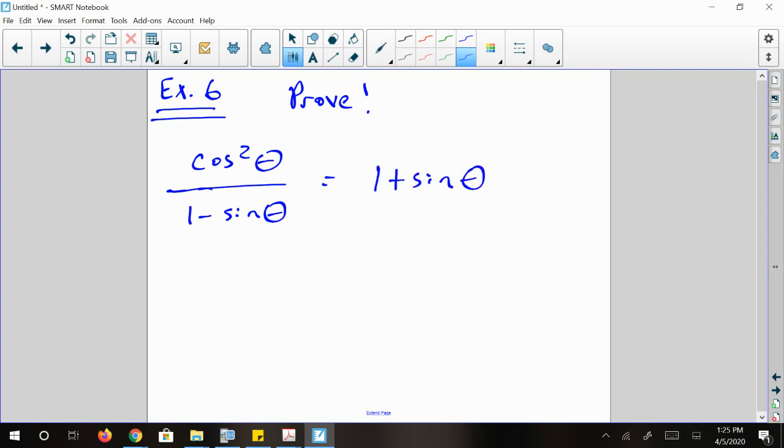Now, as I mentioned at the beginning, or on one of our earlier problems, when you see over here that this only has sine of theta and this has a cosine squared of theta, this is a good indication for you. Let me see if I can change this to something that only involves sine of theta. And we know from the Pythagorean identity that cosine squared of theta is the same thing as 1 minus sine squared of theta.